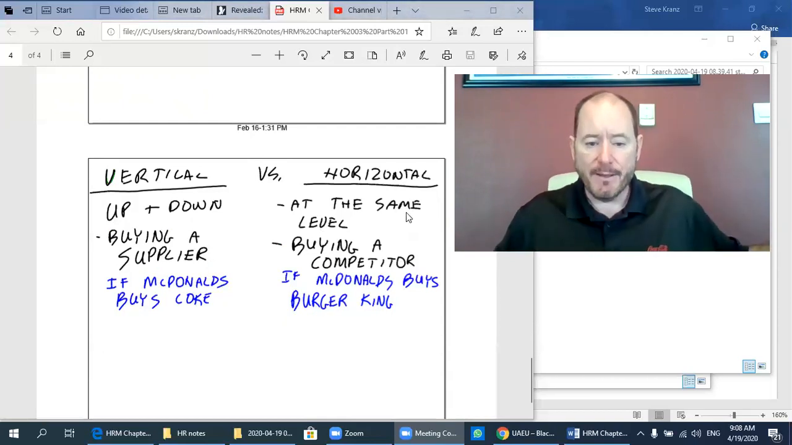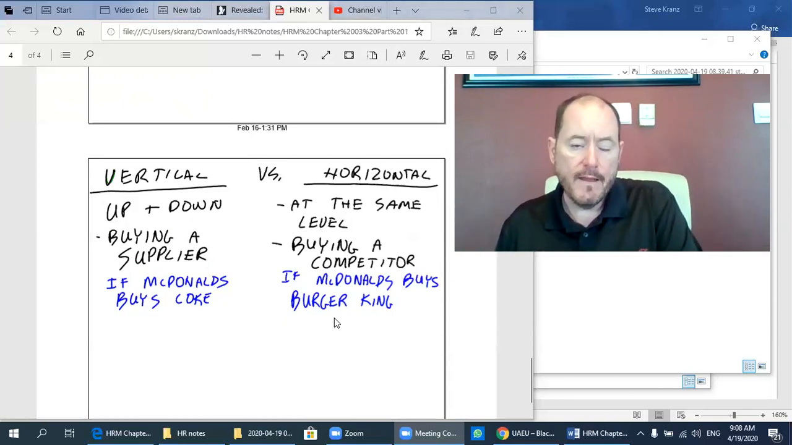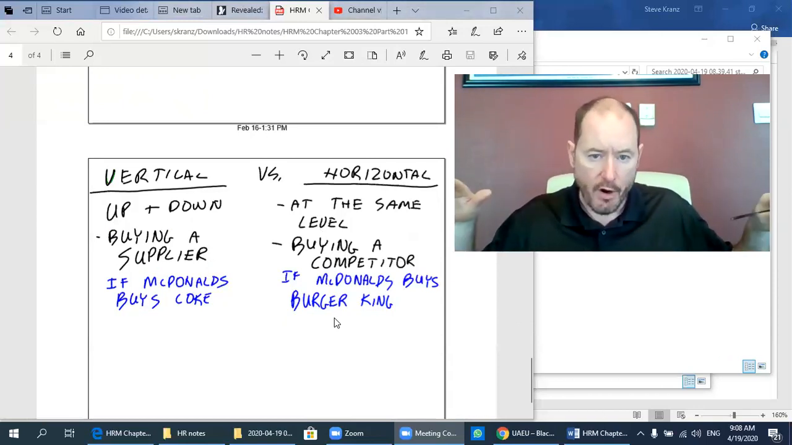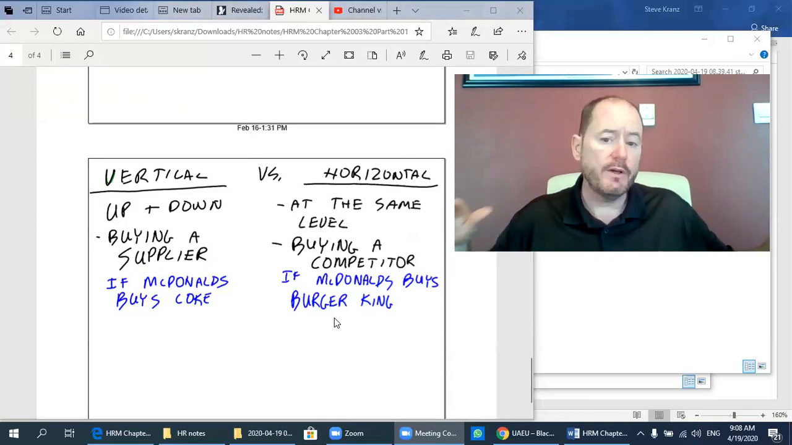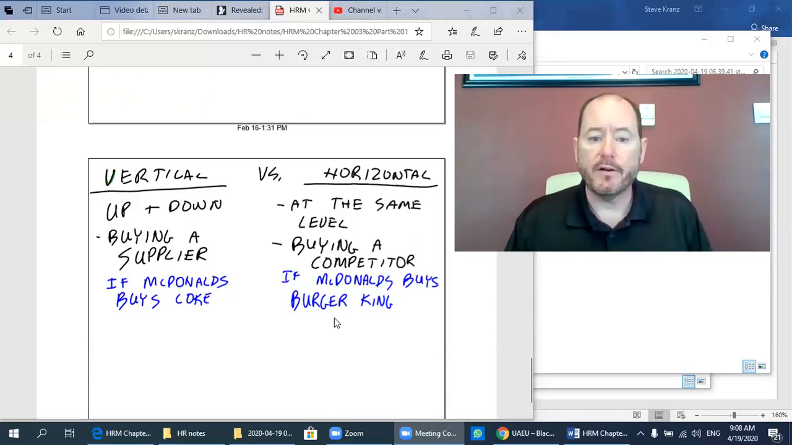Horizontal means at the same level buying a competitor. So if McDonald's were to buy Burger King, that would be horizontal. They're competitors, they're doing the same thing, they're selling to the same customers, so buying a competitor would be referred to as horizontal.